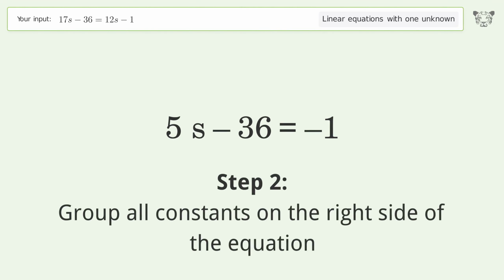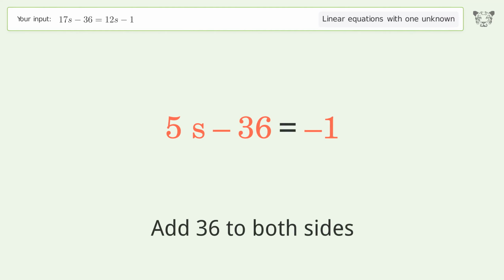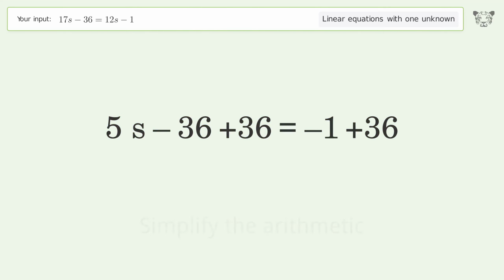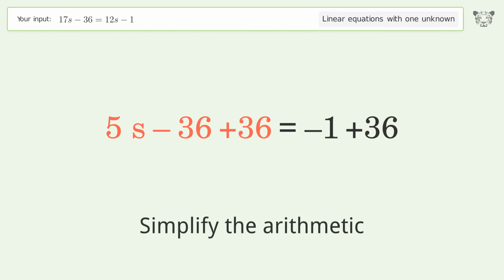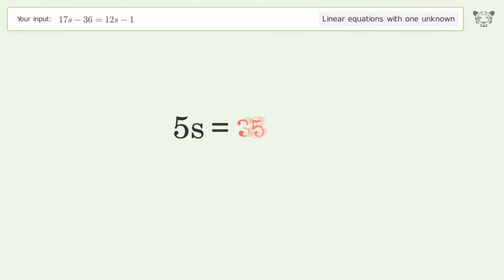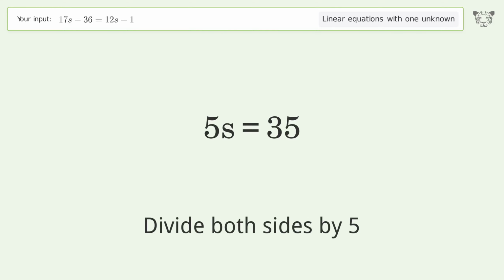Group all constants on the right side of the equation. Add 36 to both sides. Simplify the arithmetic. Isolate the s. Divide both sides by 5.